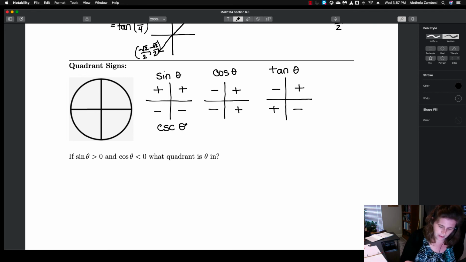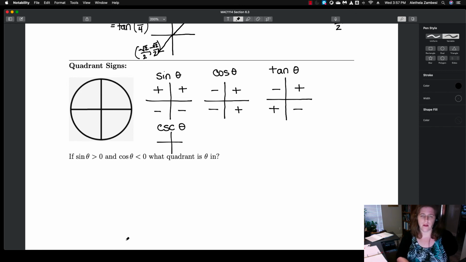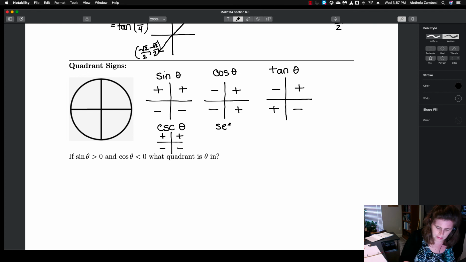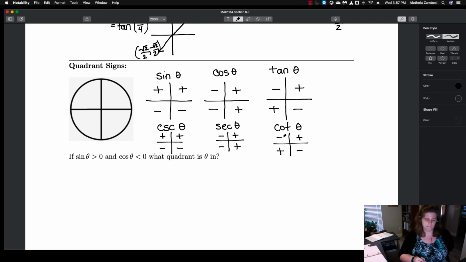Cosecant of theta also has to do with sine of theta. So remember that this is y on the bottom. So it doesn't change the sign. So it's positive and positive and negative and negative. Secant of theta matches cosine because it's x. So it's positive and negative, negative and positive. And cotangent of theta, x over y, positive on the diagonals.